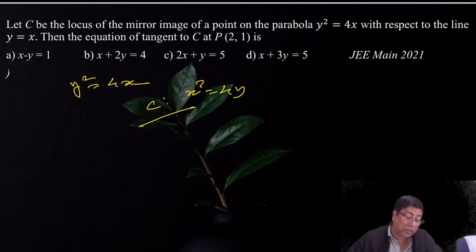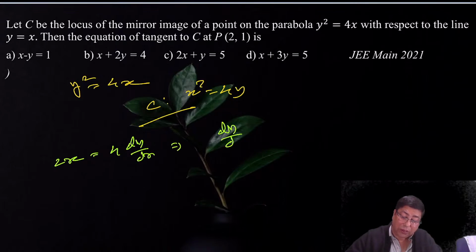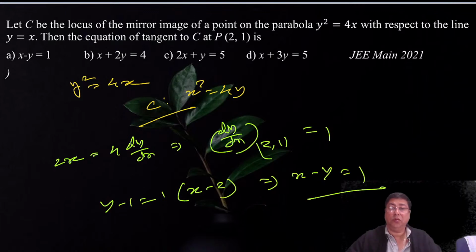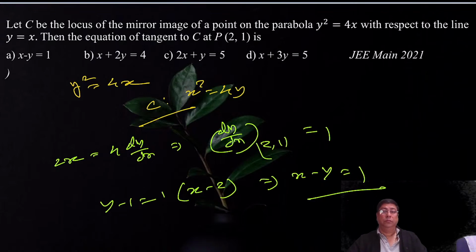Now let's do one thing, differentiating. Let's differentiate: 2x equal to 4 into dy by dx. Therefore, dy by dx at (2, 1) is coming to be 1. So the equation of the tangent at (2, 1) is y minus y1 equal to 1 into x minus x1. Therefore, x minus y equal to 1. Sum is over. So we are seeing that some sums come very easy and some come with lengthy calculation, but every concept is not very tough.